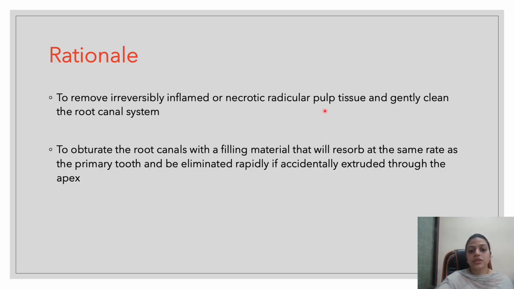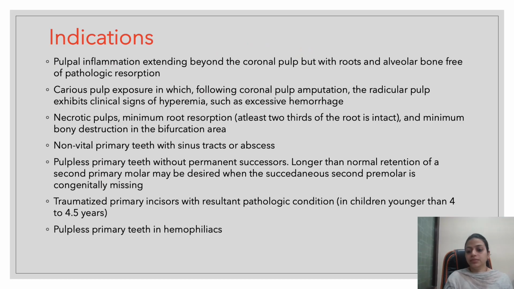The rationale here is to remove the irreversibly inflamed or necrotic radicular pulp tissue and gently clean the root canal system, to obturate the root canals with a filling material that will resorb at the same rate as the primary tooth and will be eliminated rapidly if it accidentally extrudes through the apex.